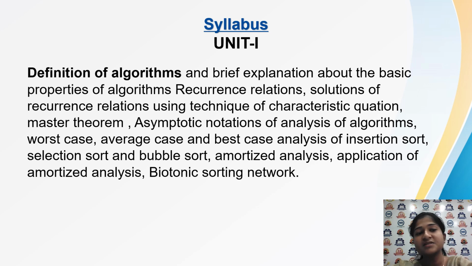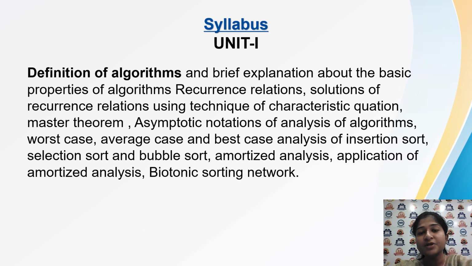The first unit consists of the definition of an algorithm and a brief explanation of the basic properties of an algorithm. Recurrence relation: a recurrence relation is basically an equation, that is a function, which is in terms of its value on smaller values, and this recurrence relation can be solved by using the characteristic root equation and the master theorem.